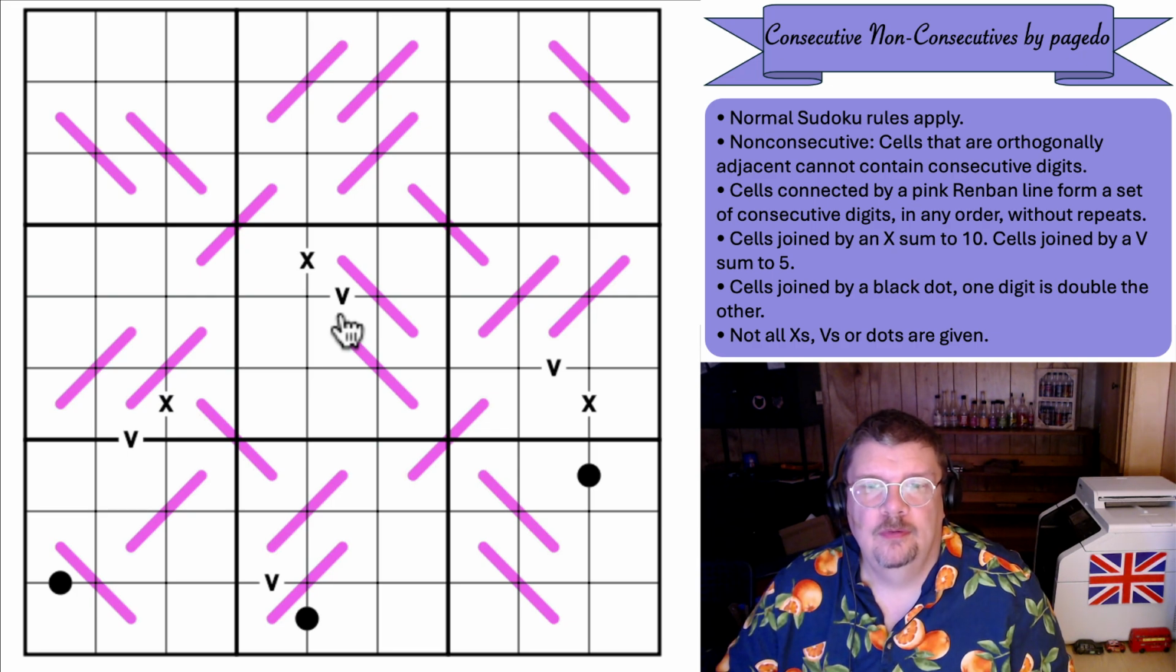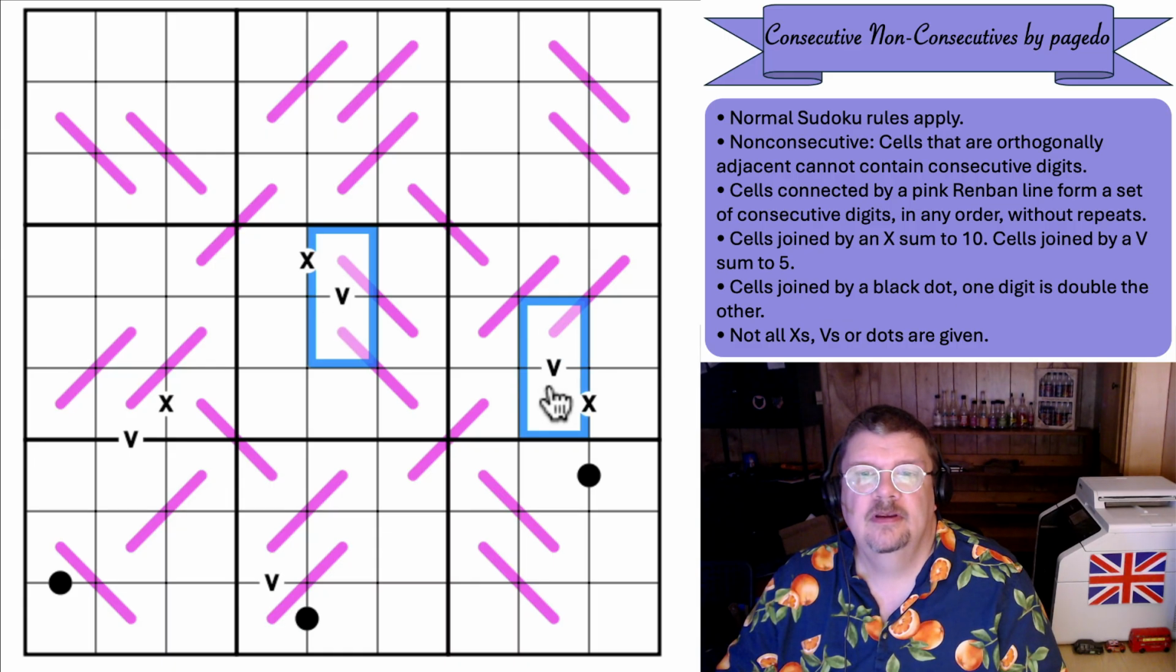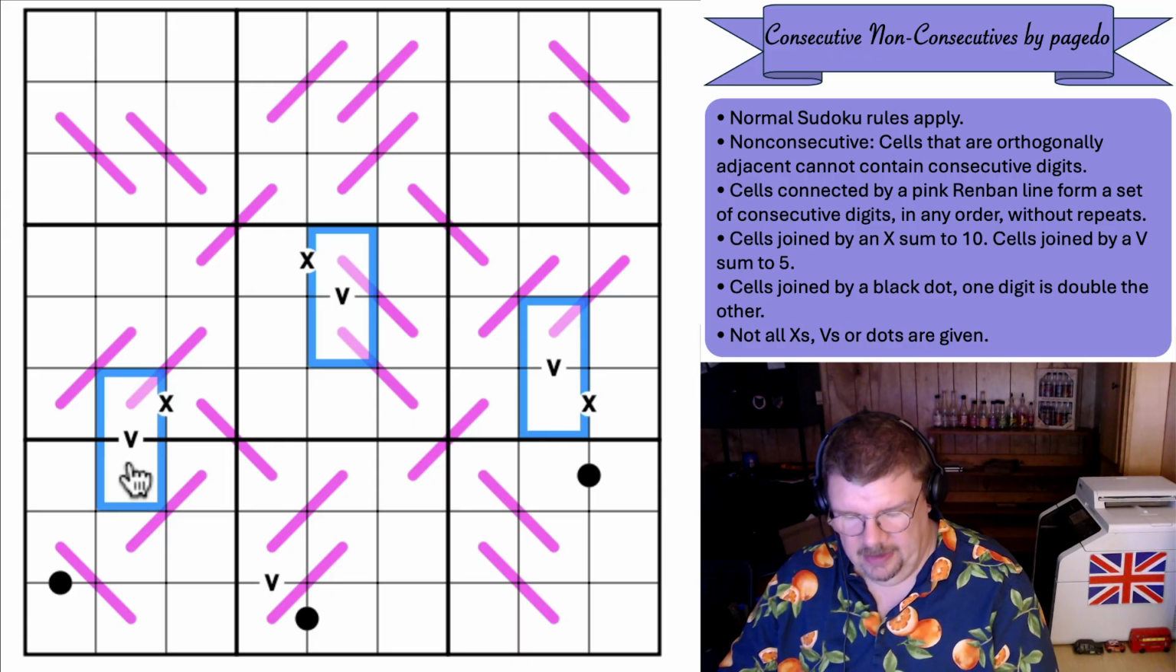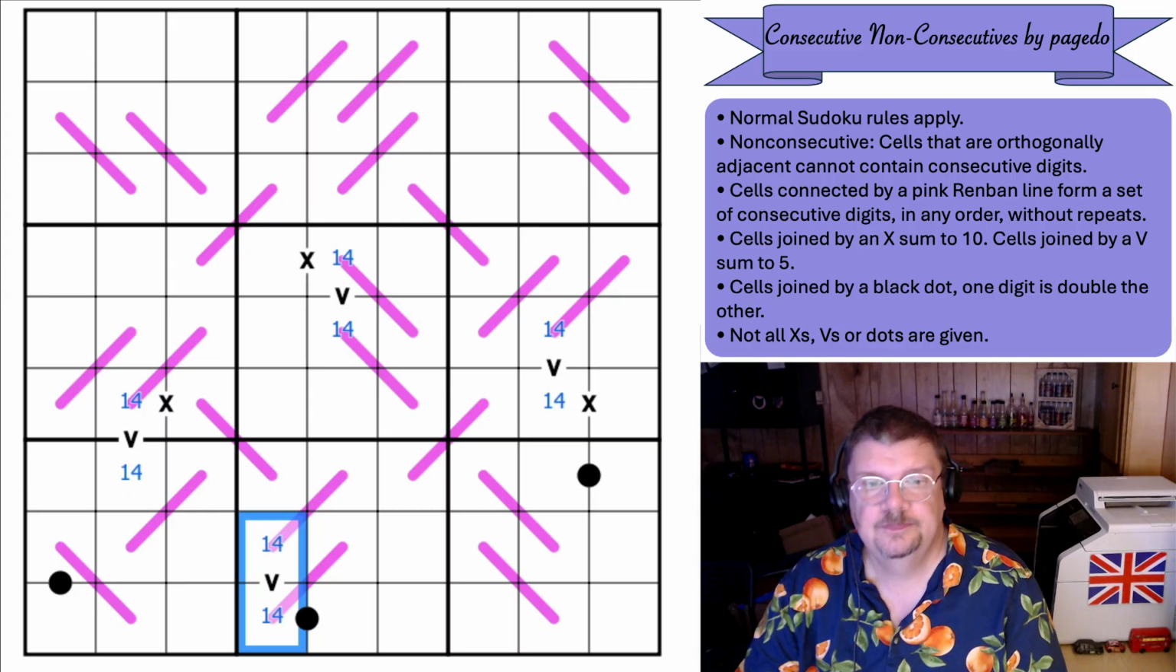Okay, first of all, there are two ways to make these two digits sum to 5. You can either use 1, 4, or you can use 2, 3. But our non-consecutive rule tells us that we cannot use 2, 3. So all of these 5s are of the 1, 4 variety, including this one.